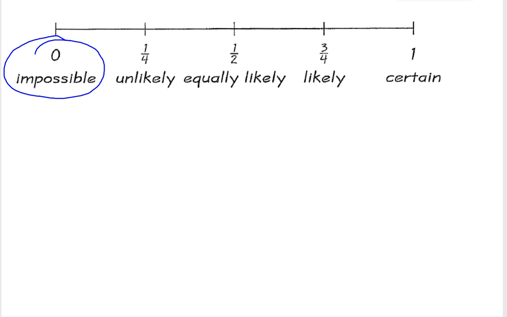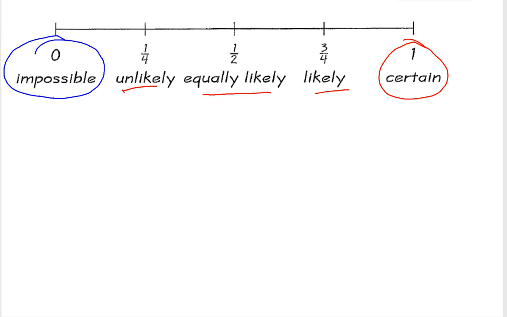Now, the greatest probability of something happening is 1, or we say it's certain. We can say that the probability that you will leave school today before midnight is 1. You're not going to stay at the school till midnight. Okay? So we're going to write some examples of things that are impossible, unlikely, equally likely, likely, or certain.